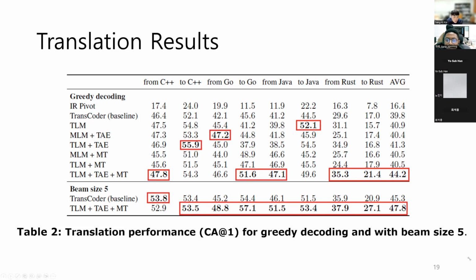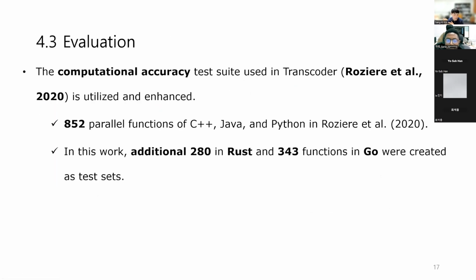One more question is, when you introduced the data sets used in the paper, they collected an additional set of functions written in Rust and Go, right? Yeah, test sets. But they don't have any parallel functions in the other languages. Only Rust and 343 functions in Go. There are no parallel implementations in other languages, right?